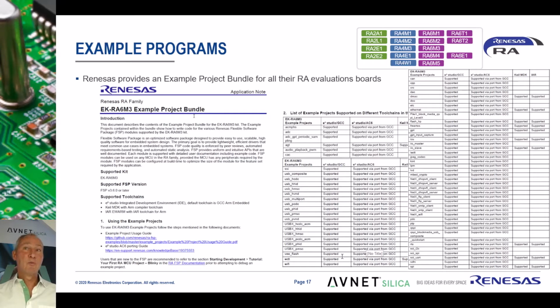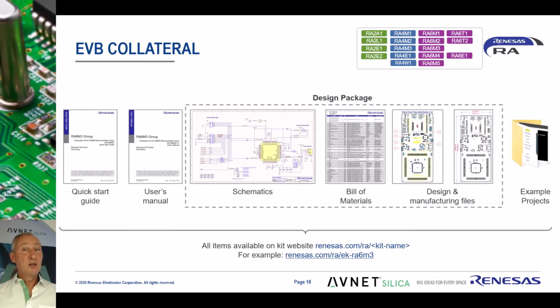Renesas provides an example project bundle for all of their RA evaluation boards. These demonstrate most, if not all, of the peripherals on a device. In addition, Renesas provides a complete design package of all of its evaluation boards, including schematics and Gerber files. Example projects are available for all peripherals and are periodically updated and expanded.